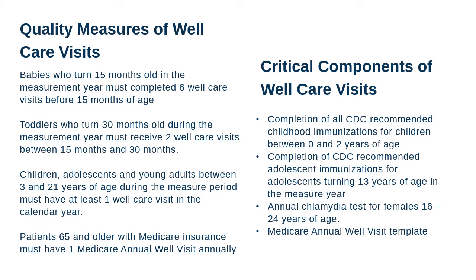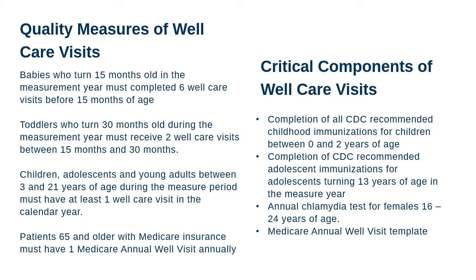Toddlers who turn 30 months old during the measure year must receive at least 2 WellCare visits between 15 months and 30 months. Children, adolescents, and young adults between 3 and 21 years of age during the measure period must have at least 1 WellCare visit in the calendar year. Patients 65 and older with Medicare insurance must have 1 Medicare annual well visit.